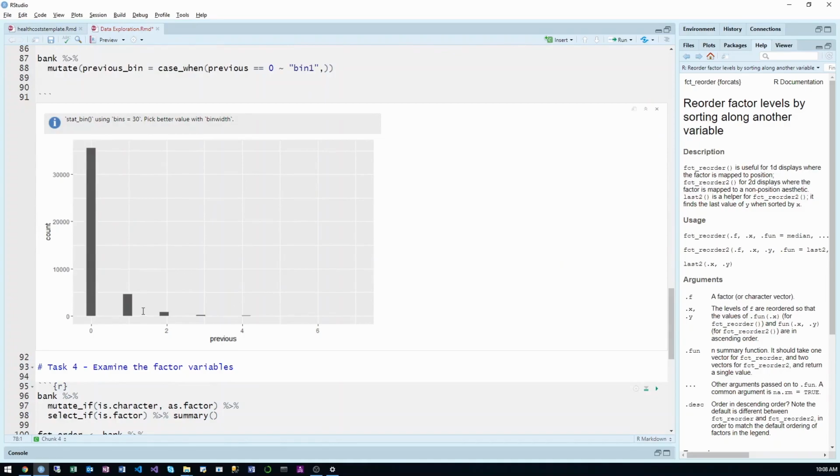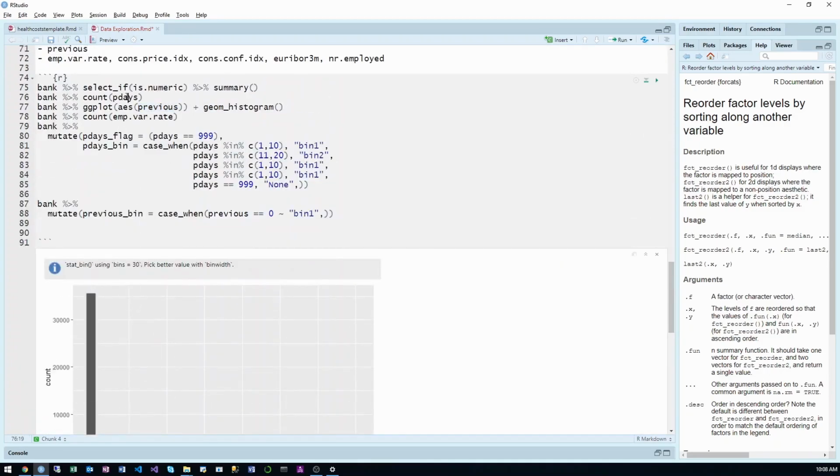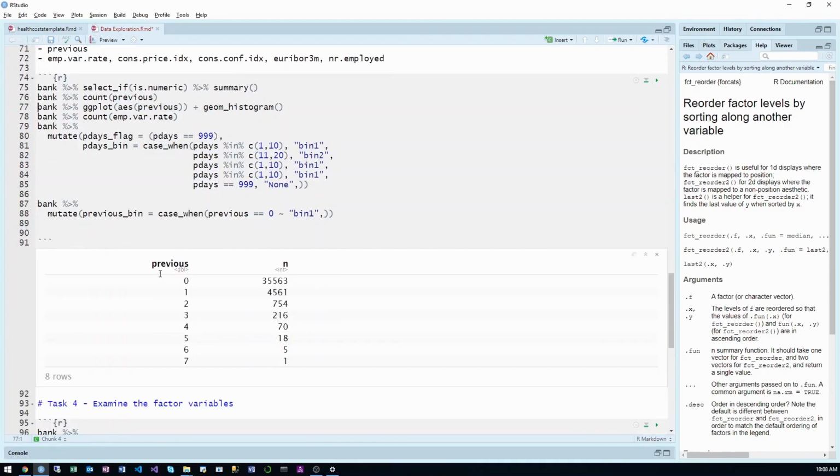And it looks like it has discrete values. There are 40,000 zeros. It goes up to 7. So you could include this as a numeric value, just as is.